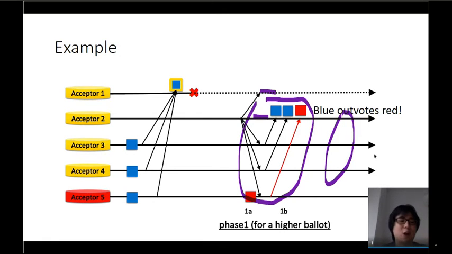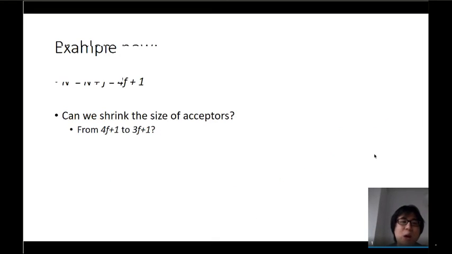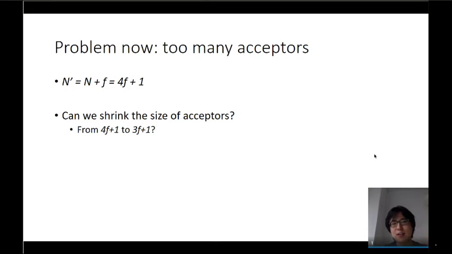In addition, this is only a transition. This is only something in transition. We are actually not using this thing in the end. But why? Why is that? Because this protocol has a very big problem. It requires many acceptors, right? In total, it requires 4F plus 1, which is much more than what we hope for, 3F plus 1. So the question is, can we reduce the number of acceptors to 3F plus 1?